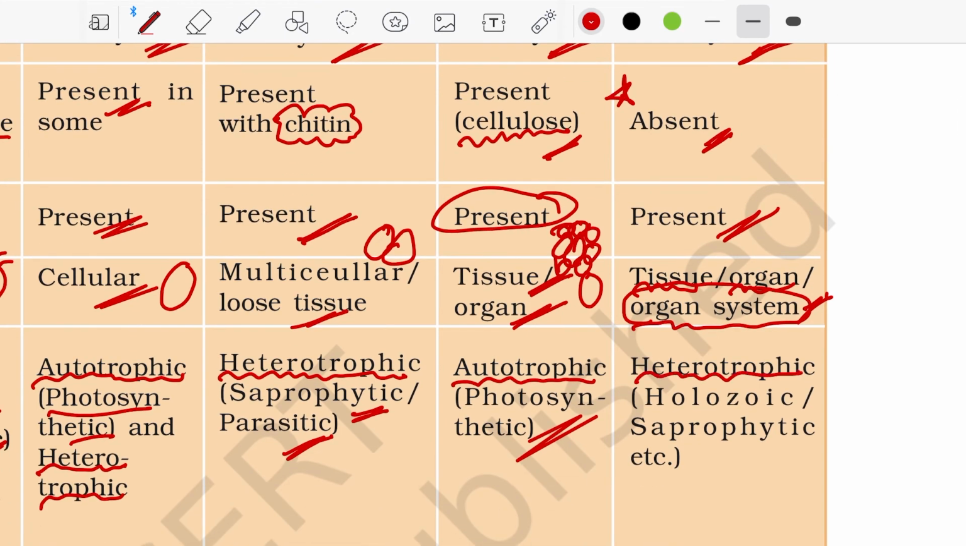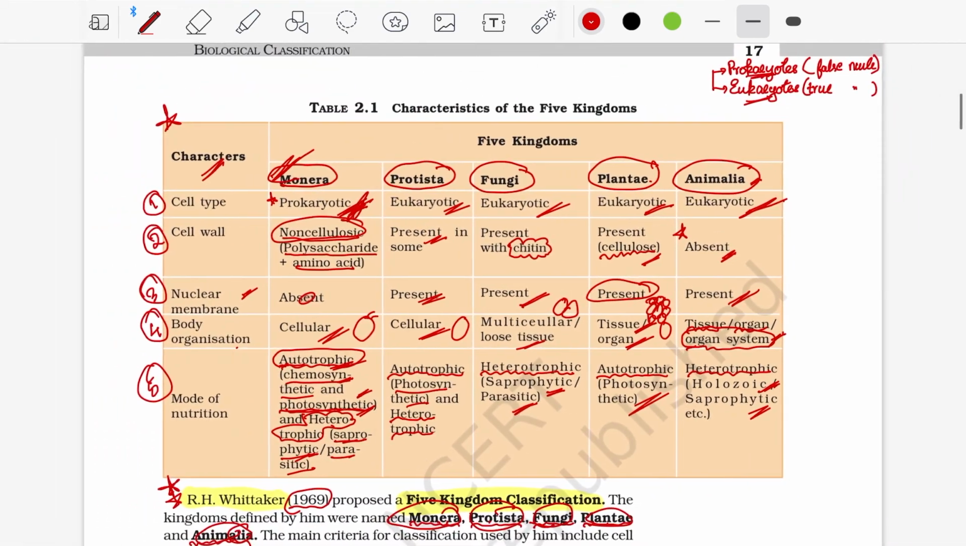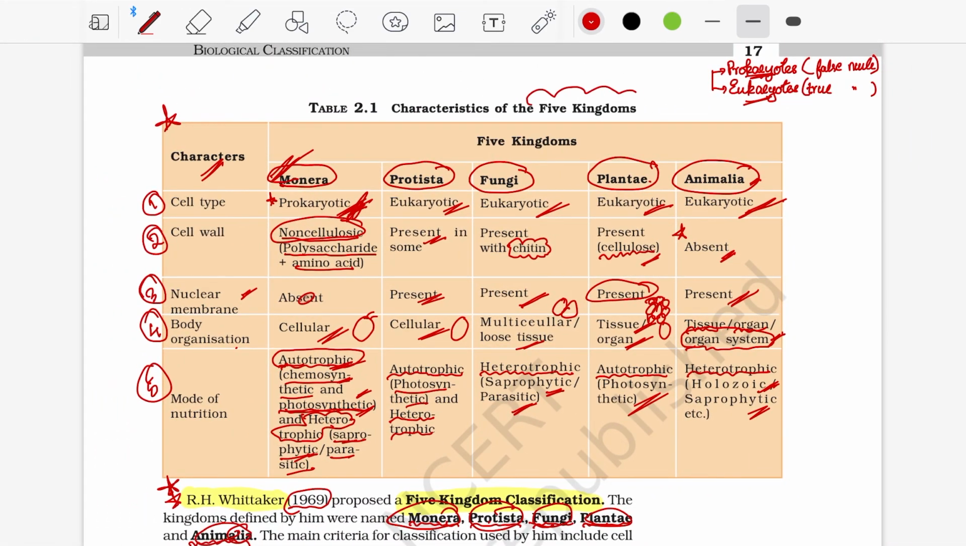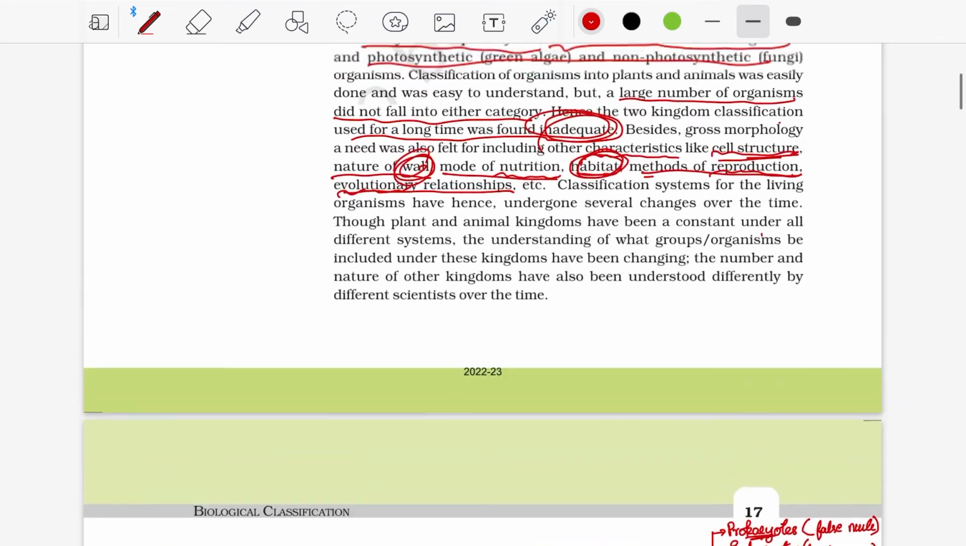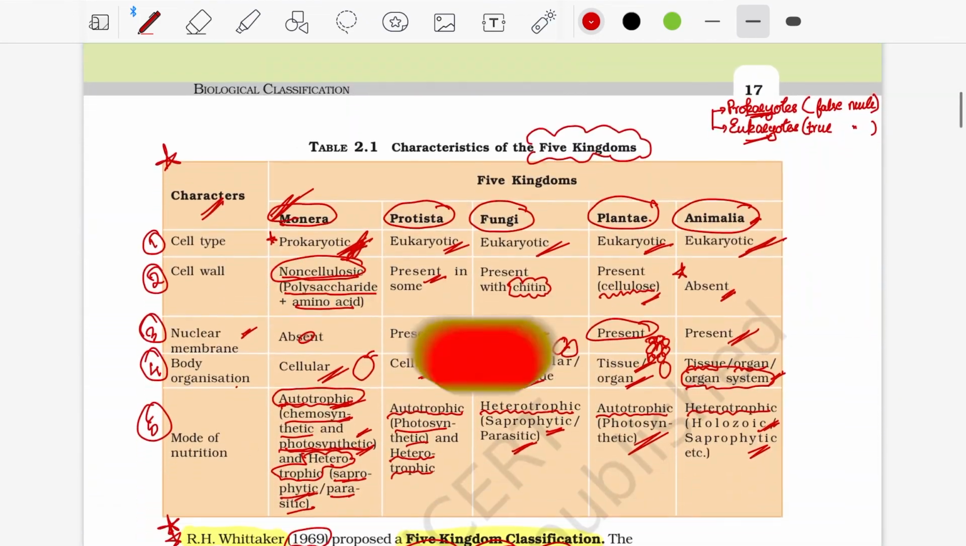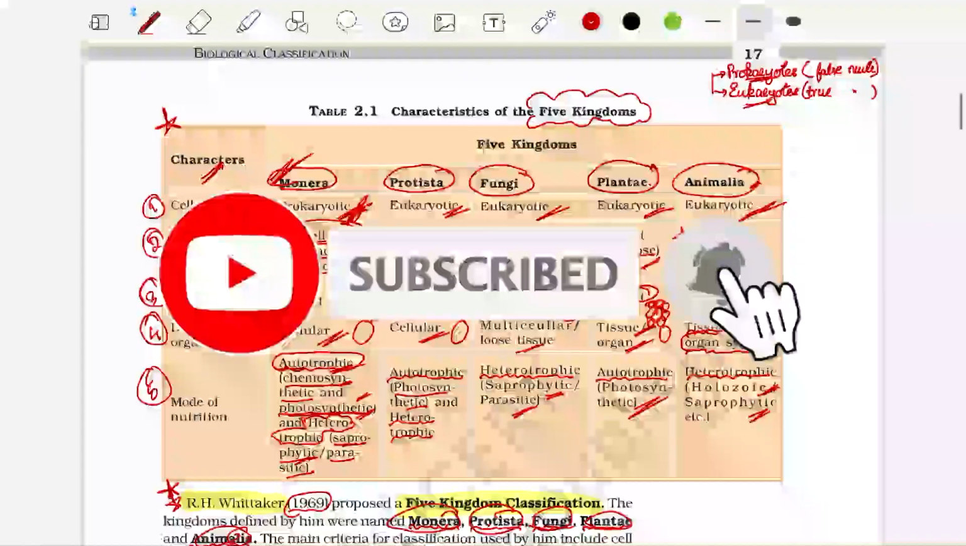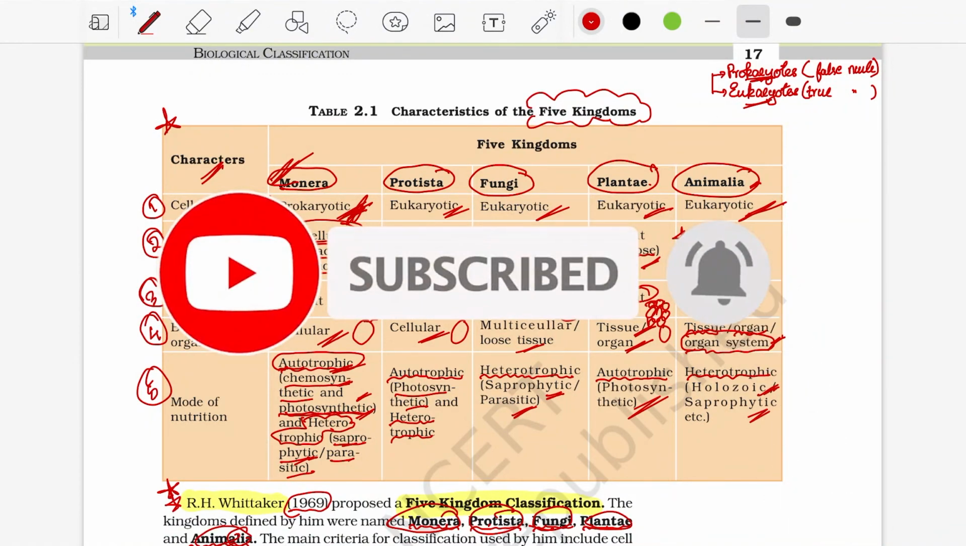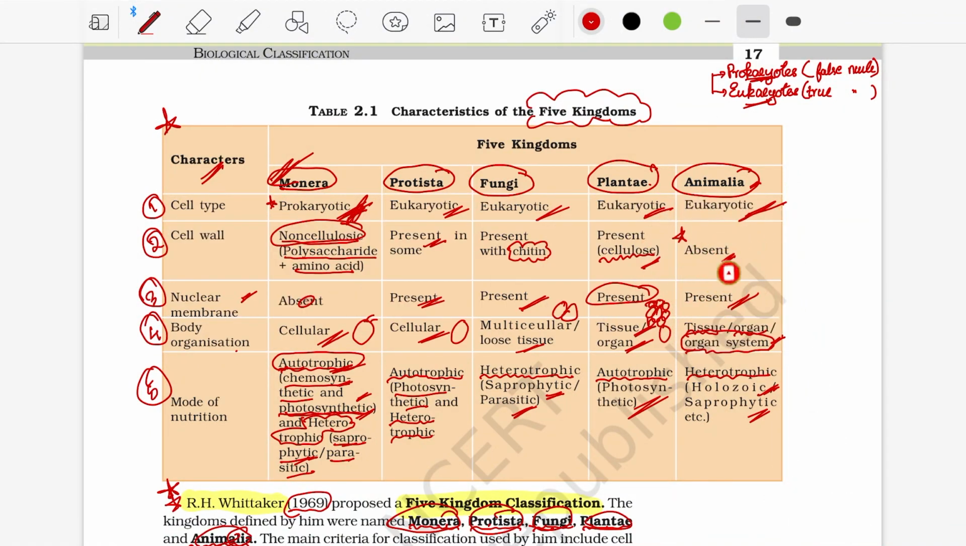They cannot prepare food for themselves. In the form of nutrition, they depend on other organisms, like holozoic or saprophytic. Holozoic means they completely use food prepared by other organisms, and saprophytic means they depend on dead organisms. This is the 5 kingdom classification put forward by Linnaeus. Alright, you should completely remember this table. If you remember this, you can go through the complete characteristic features of the 5 kingdoms.